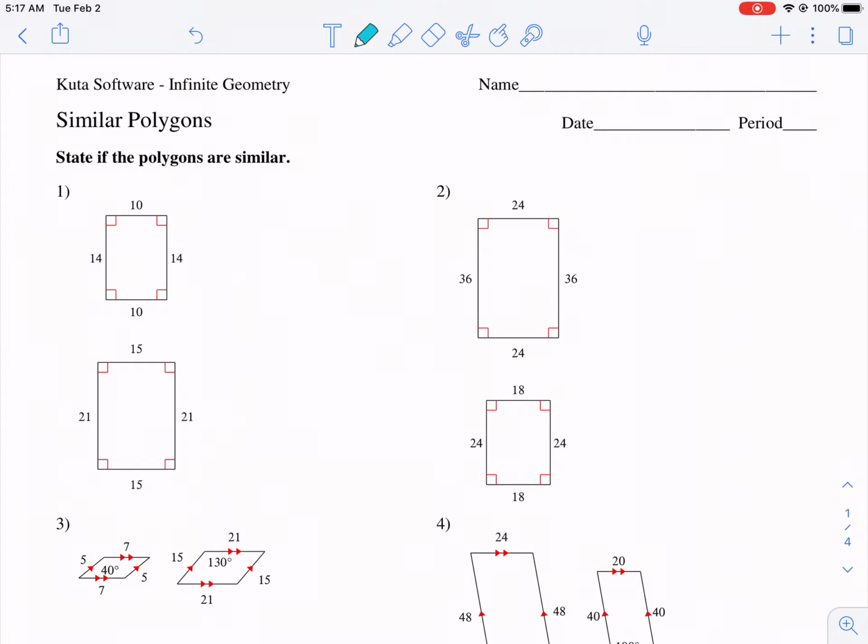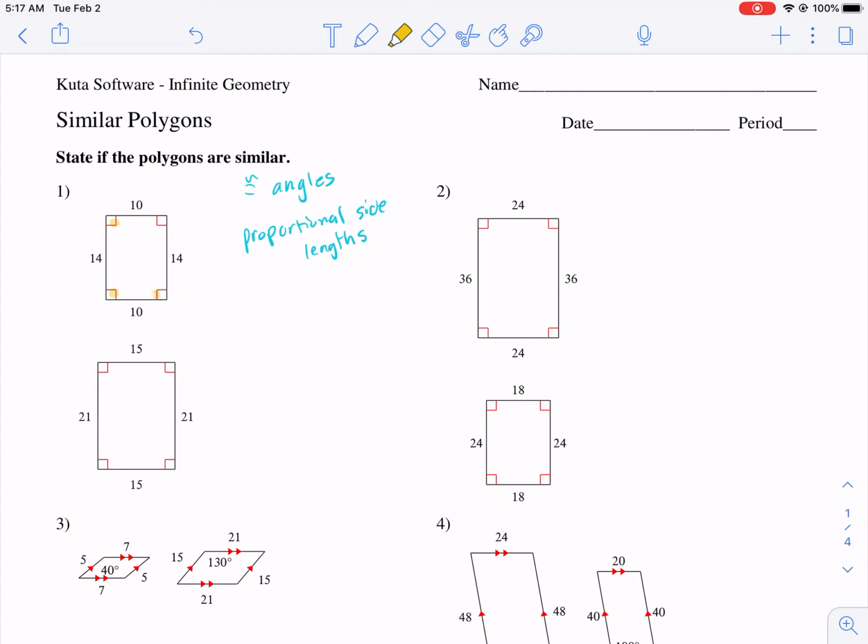Well, similar means that they have congruent angles, okay, and proportional sides, or side lengths, I should say. So they have proportional side lengths. Now, what does that mean? Well, it means that if we have this top side, this short side, okay, well, time out, let's rewind.